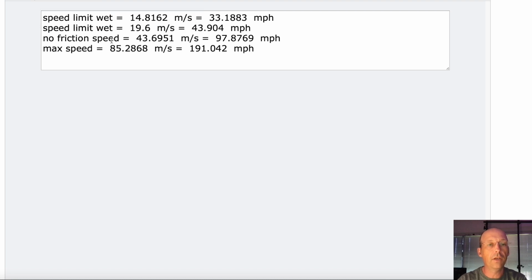Okay, so now I have no friction speed of 100, the max speed of 191. I'm pretty happy with that. Because if you increase the radius a little bit, it gets a lot higher. If you increase the coefficient of friction, it gets higher too. And in fact, those cars are going so fast that the normal force can actually be greater with the air drag pushing down on it and giving it a greater normal force. So I'm cool with that.